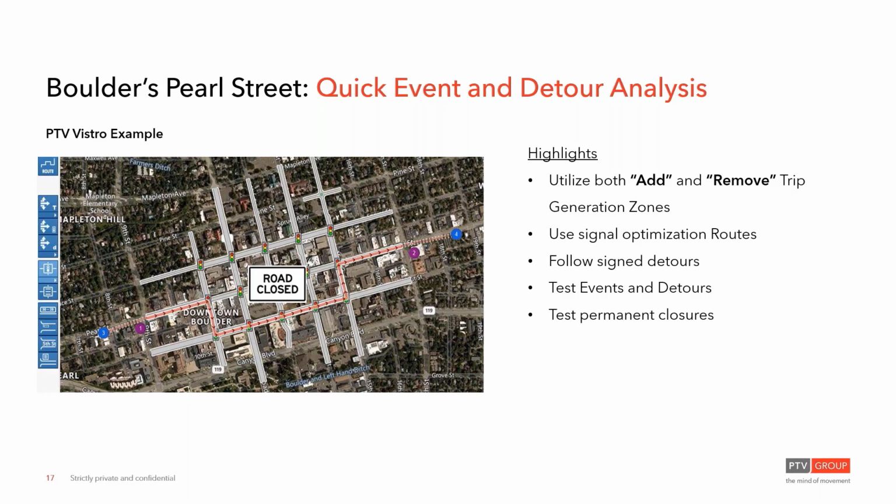You can use the add and remove trip generation data, and then this will do this detour analysis for you.